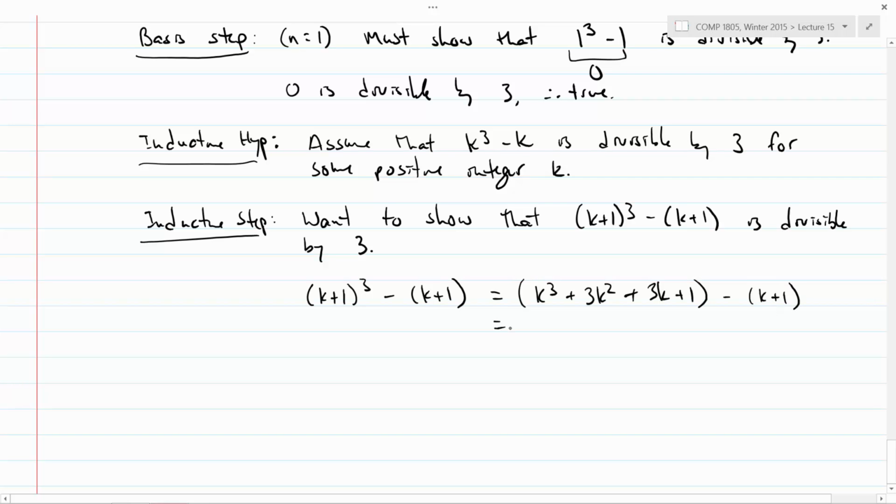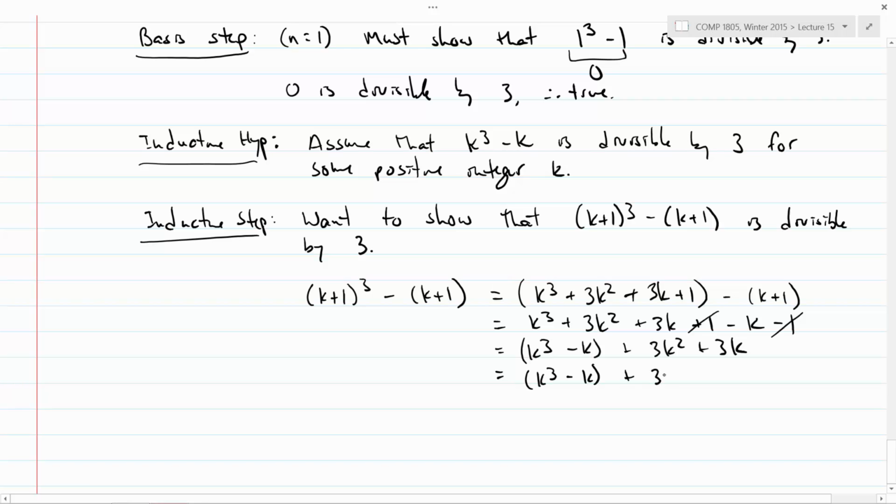So now I manipulate this a little bit. Let's get rid of all the brackets. So minus k minus 1. The plus 1 and the minus 1 cancel, and I'm going to bring the minus k over. So k^3 minus k plus 3k^2 plus 3k is what I'm left with. I'm going to simplify this a little bit more. I'm going to factor out a 3 from the other side.